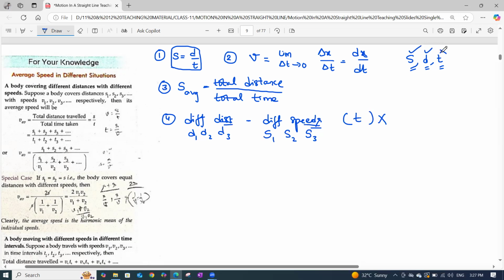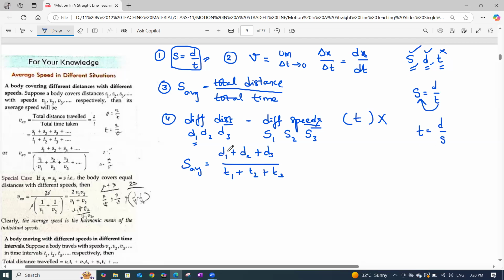Now how to find the average speed? Average speed is equal to total distance, d1 plus d2 plus d3, divided by total time, t1 plus t2 plus t3. But here, unfortunately, there is no time. Then how to find it? From the formula speed is equal to distance upon time, sending the time to the other side, time is equal to distance upon speed.